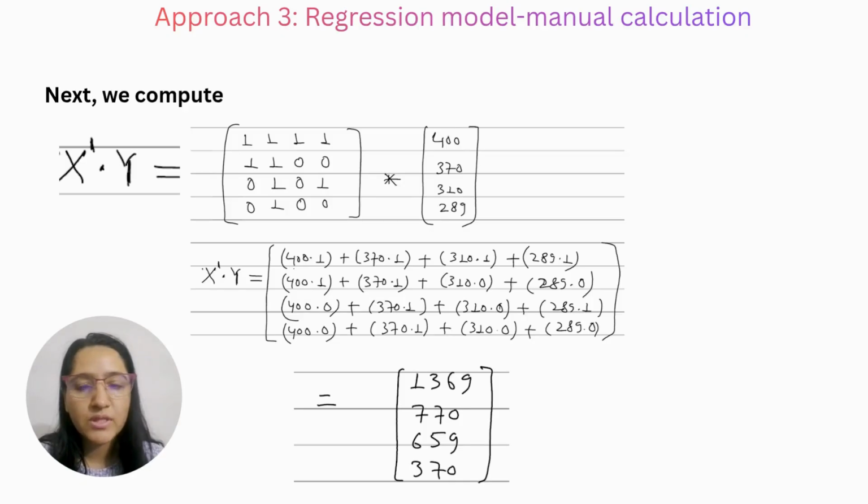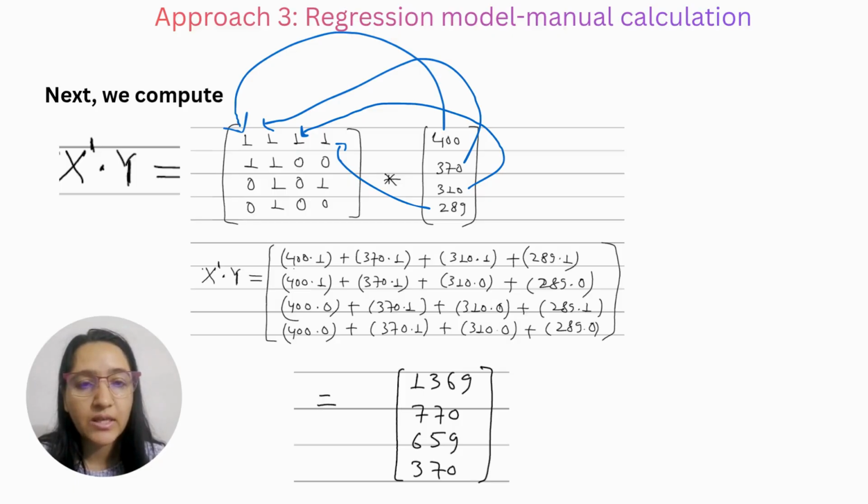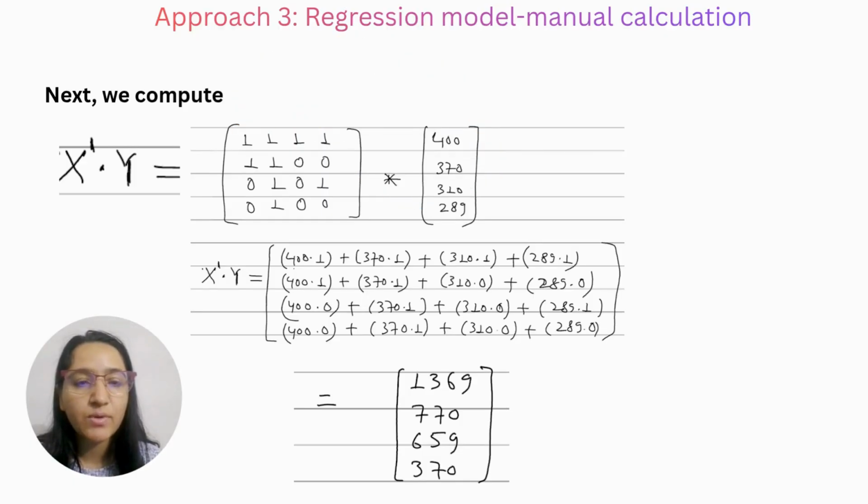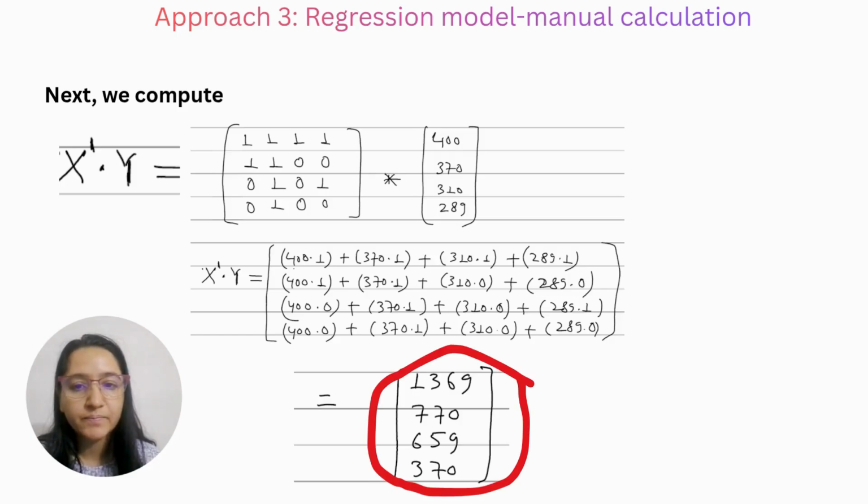Then we compute the product of X transpose and Y, where we multiply the values in the rows of X transpose with the values in the Y matrix. For example, for the first row in X transpose, we multiply 400 times 1, then 300 times 1, then 310 times 1, and then 289 times 1, and so on. And then we get this value here.